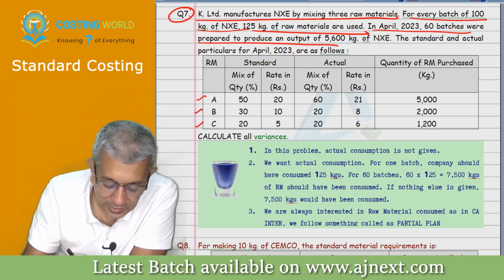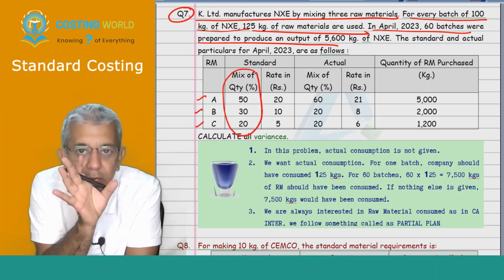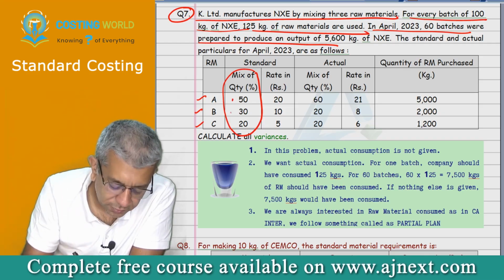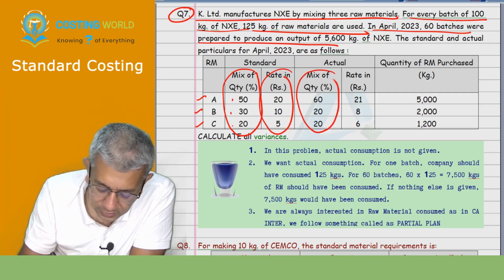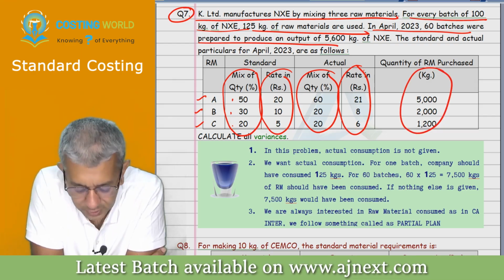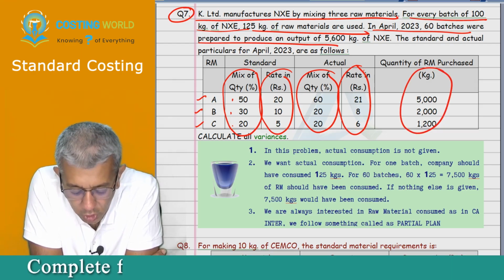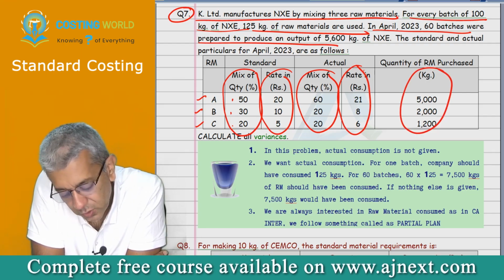A, B, C. These are standard mix of the quantity. These are not standard quantities, beta. These are standard mix. So, those guys have just given you a ratio 50, 30, 20. Rate in rupees 20, 10, 5. Actual mix, actual rate. Okay. And then quantity of raw material purchased. Okay. Calculate all the variances.